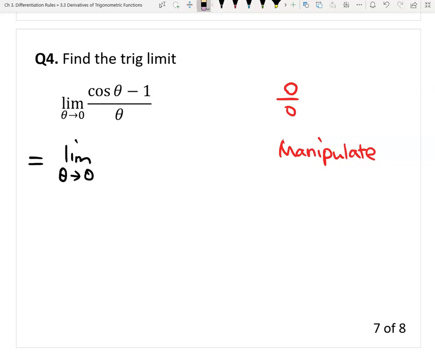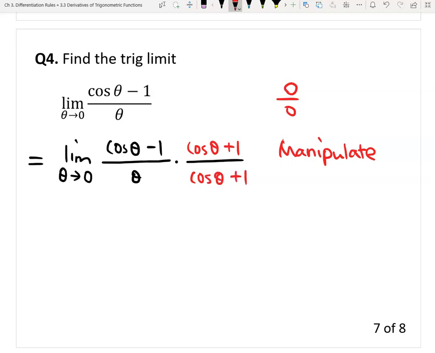Okay, sorry, this is 0. Okay, this is 0, and then we have this a little bit longer. Can you see what do we have? The original is cosine theta minus 1, so here is theta. What do we multiply by? We're going to multiply by cosine theta plus 1, here we multiply by cosine theta plus 1. So what do we have now?